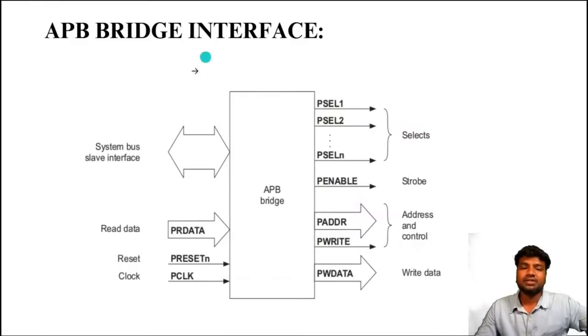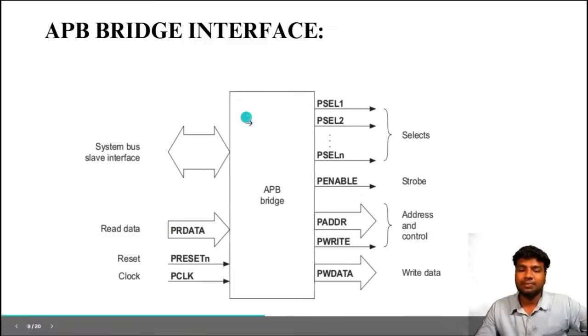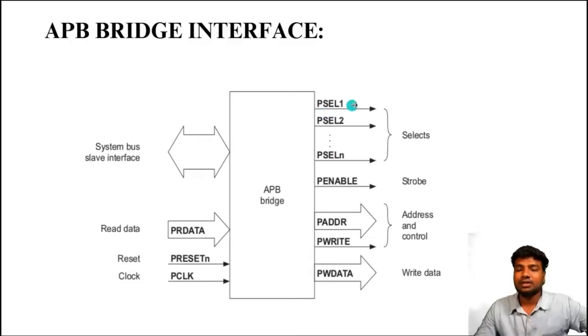This is a bridge interface. You can see here the APB bridge acts as a master. Slave one, PSEL, means slave selection. And then PENABLE, PADDR, PWRITE, and PWDATA. If it is for a particular address and my PWRITE is high, it means I can write data into memory.